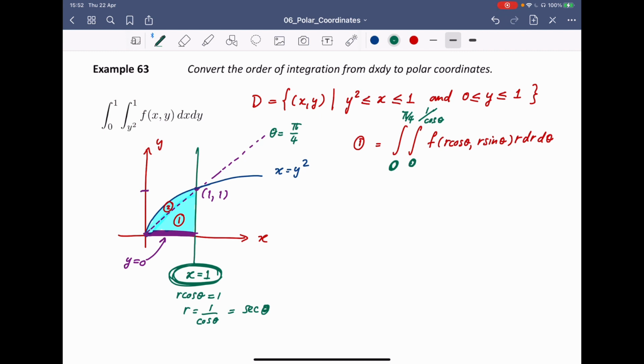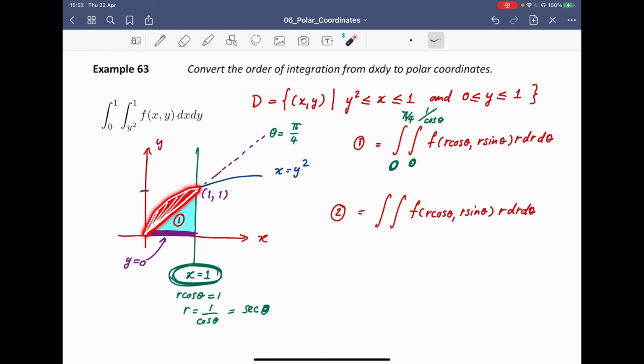This is term number 1 that you have, and then you have to compute term number 2 too and add them up together. All right, so for term number 2 here, integrate f(cosine theta, sine theta) r dr d theta. Let's see how I can get r and theta here. This time we're going to start from the pole, and then you go to the blue curve like that, right? And then you get the area at the end.